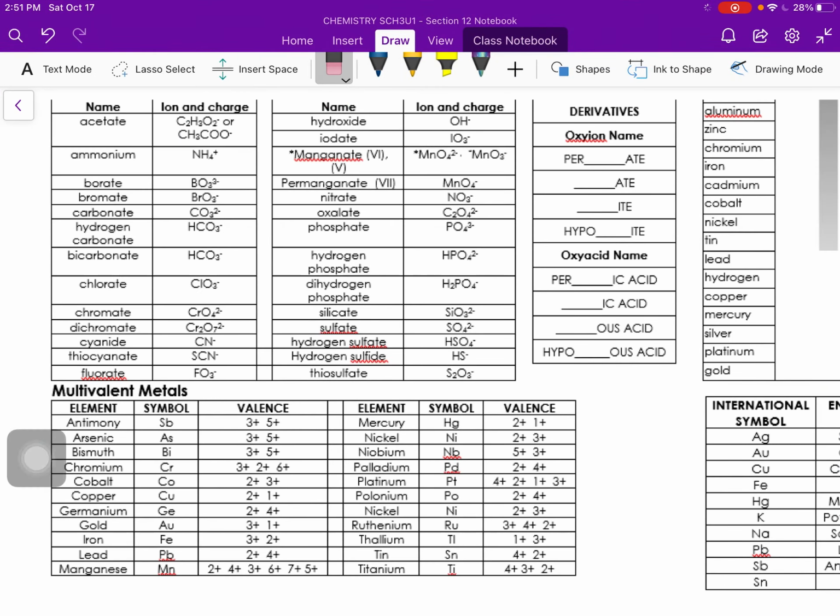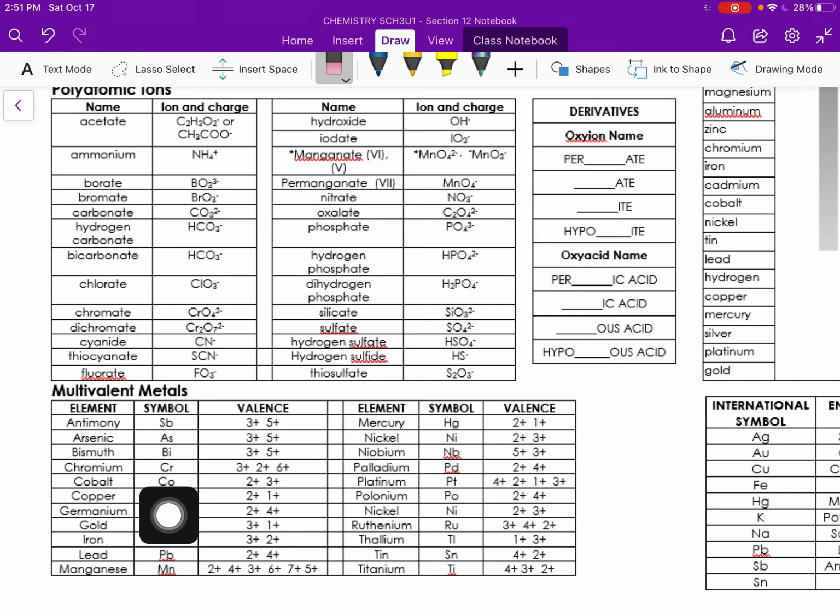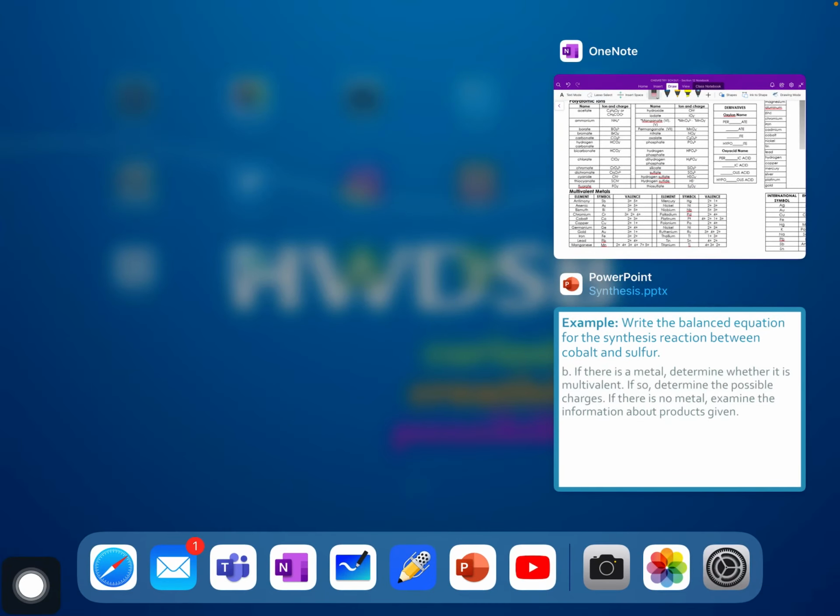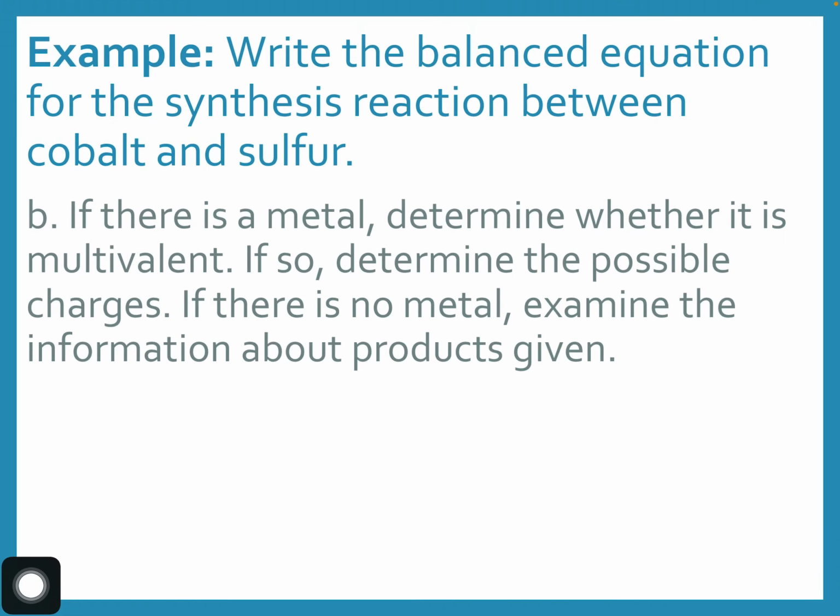So over here, we're going to look up cobalt. Cobalt is multivalent, and cobalt can be Co2+ or Co3+. If there is no metal, then we can look at the information about products, but we can't predict unless we have enough information there. So cobalt can be Co2+ or Co3+.